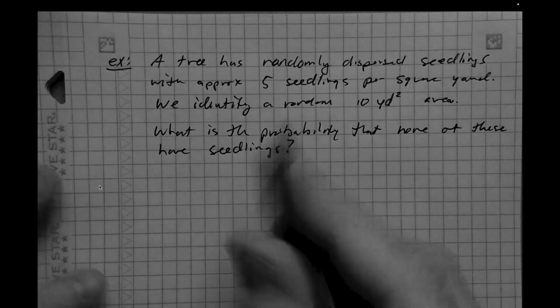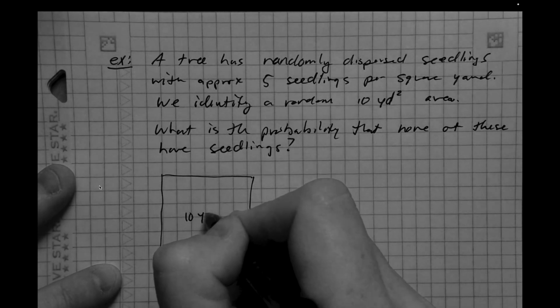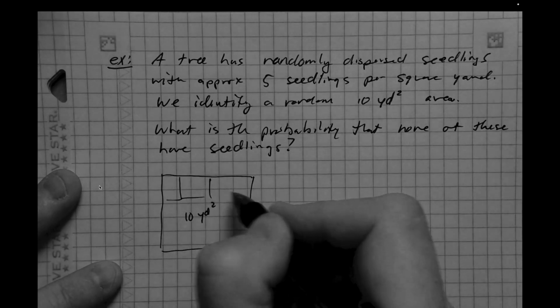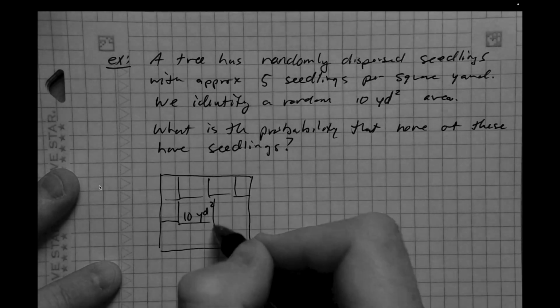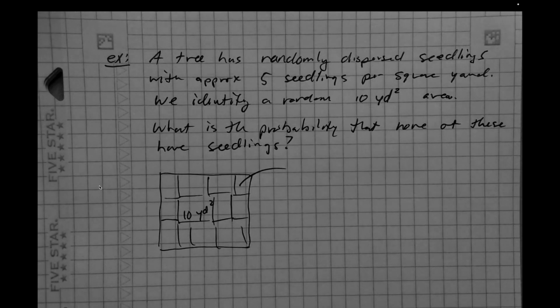Okay, all right, so let's think this through. So I've got some area, right? And we'll say this is 10 square yards, broken up into these sub areas, and it doesn't have to necessarily be contiguous like this. According to the data that I have, I'm able to approximate that there's approximately 5 seedlings per square yard. So I identify a 10 square yard area, and I ask, what's the probability that none of these have any seedlings? Not just 5 or less than 5, but literally none for this entire 10-yard plot.